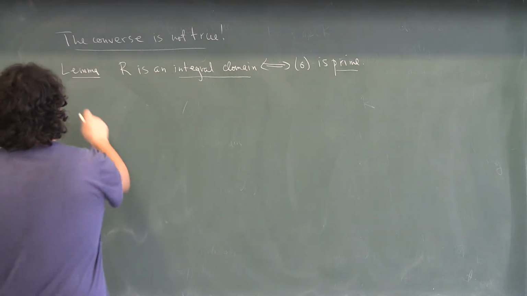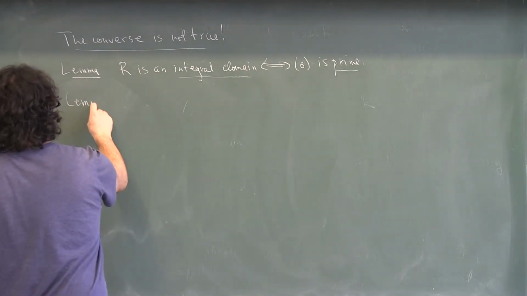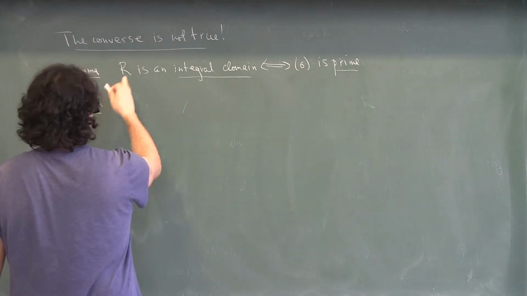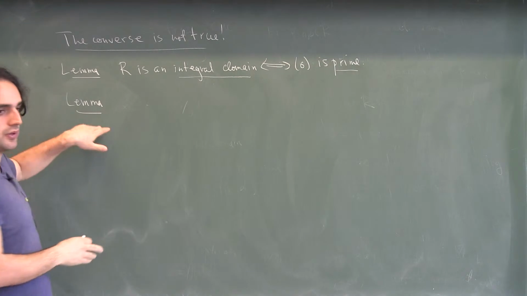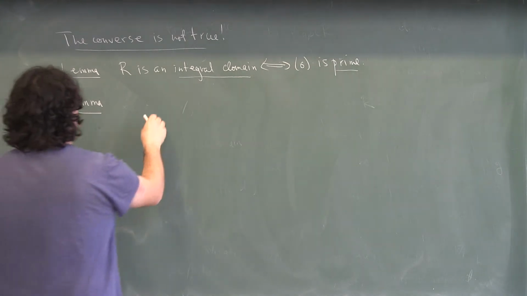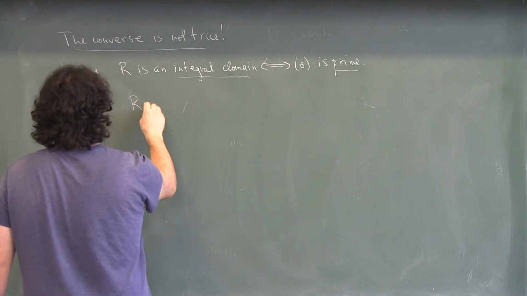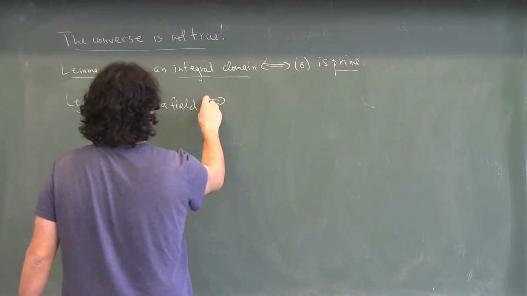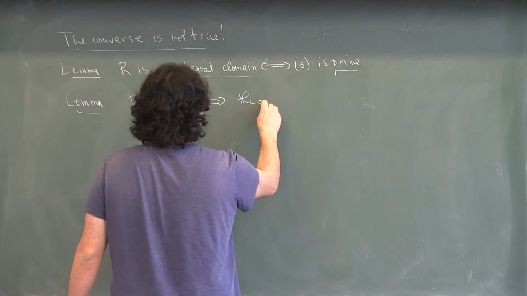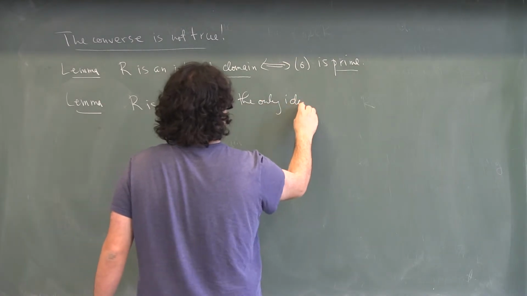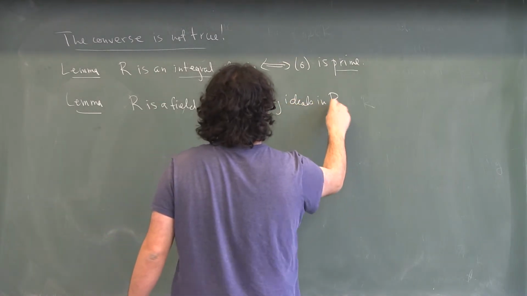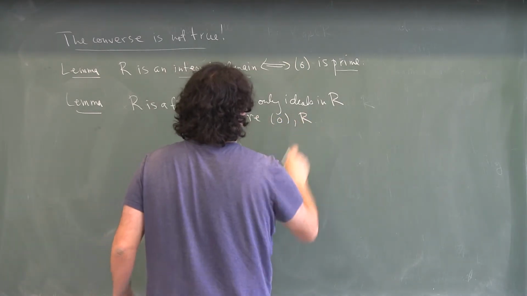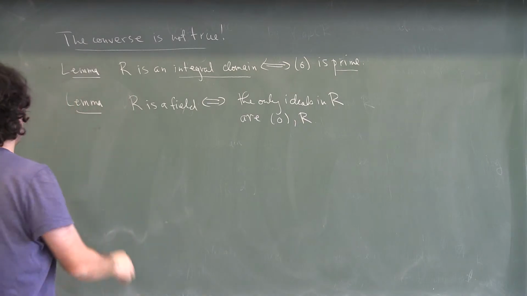Okay. Now, another lemma, this one is easy and the second one is easy as well, is that R is a field if and only if the only ideals in R are the zero ideal and all of R.